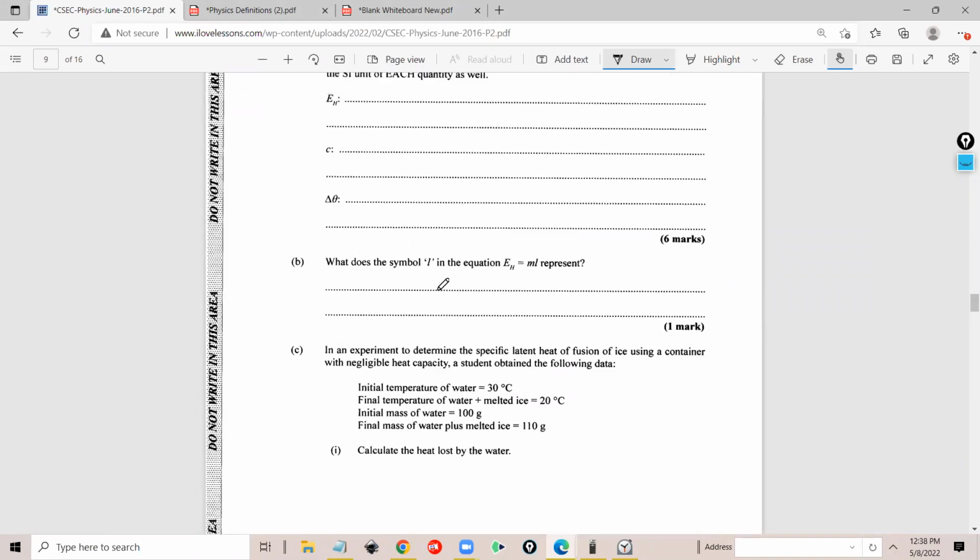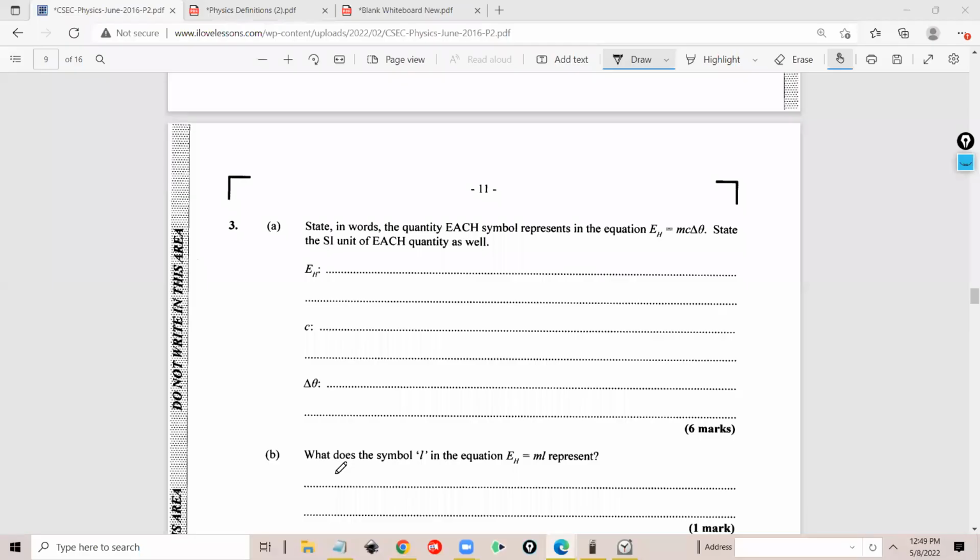Please don't mix up latent heat with specific heat capacity questions. Latent heat is when there's no change in temperature, only a change in state. But when you see specific heat capacity, that means there's a change in temperature, but it remains the same state. Right, so I put some time on this one. All right, I think that's enough time to try that question.